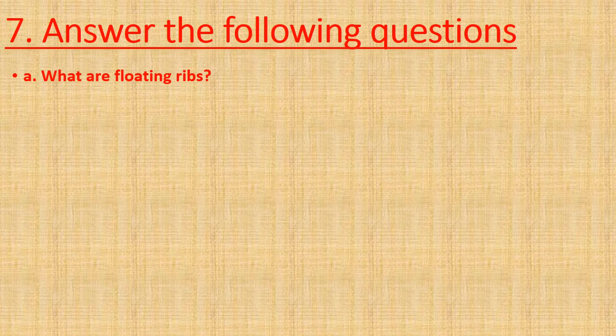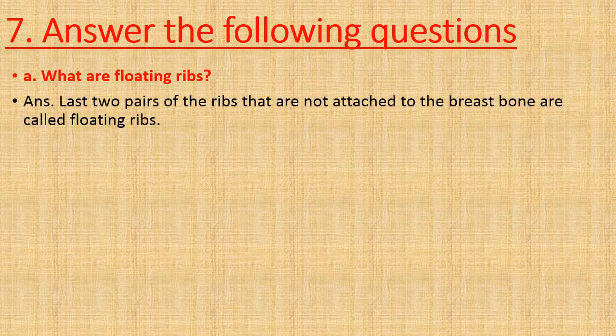But the last two pairs of ribs are not attached to the breastbone. That is why they are called floating ribs. So the last two pairs of the ribs that are not attached to the breastbone are called floating ribs.